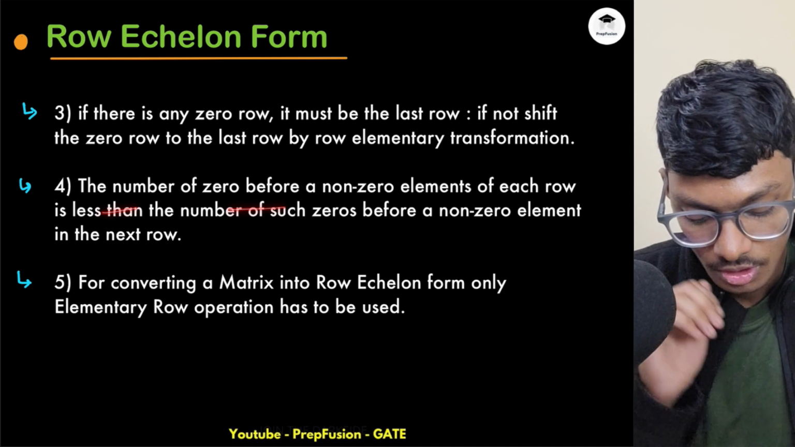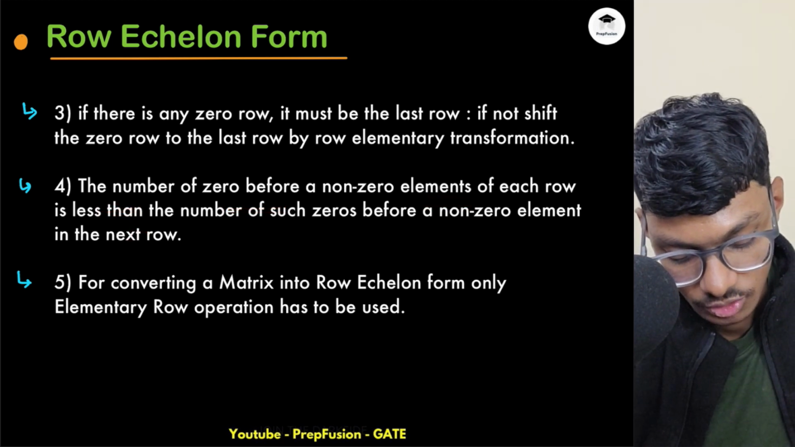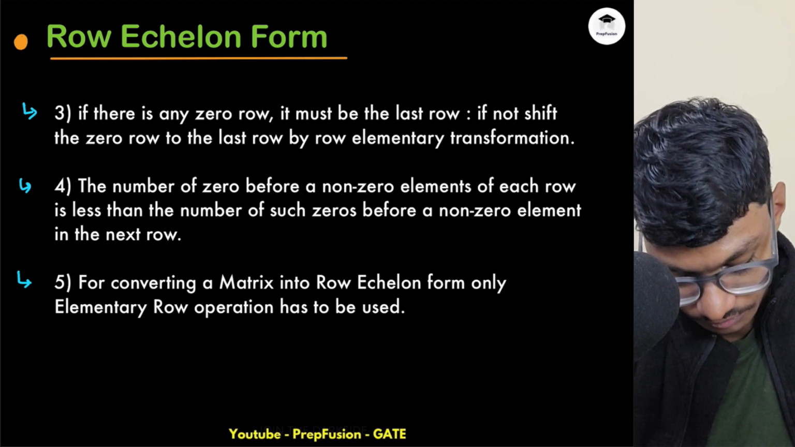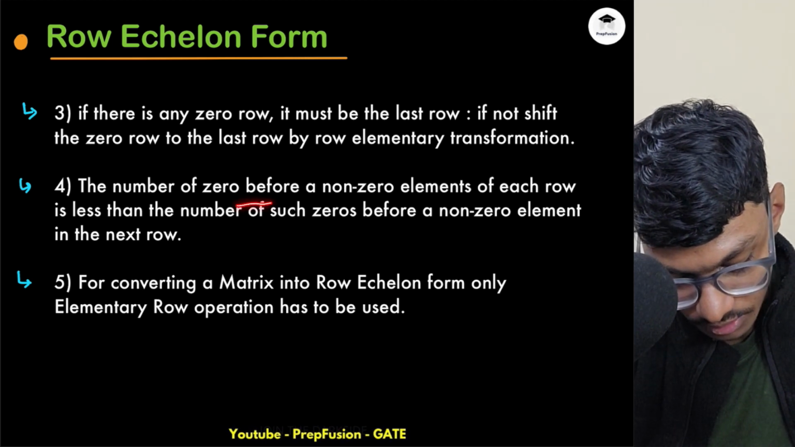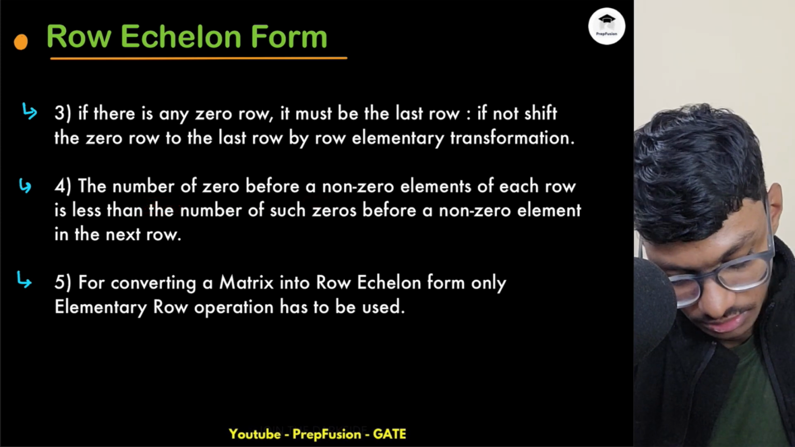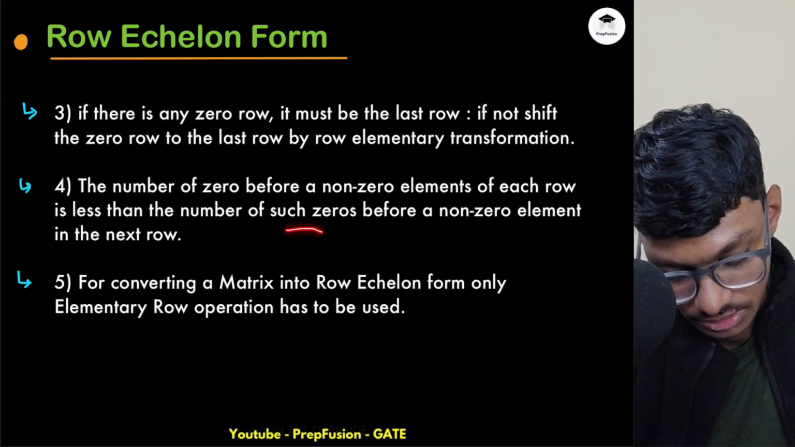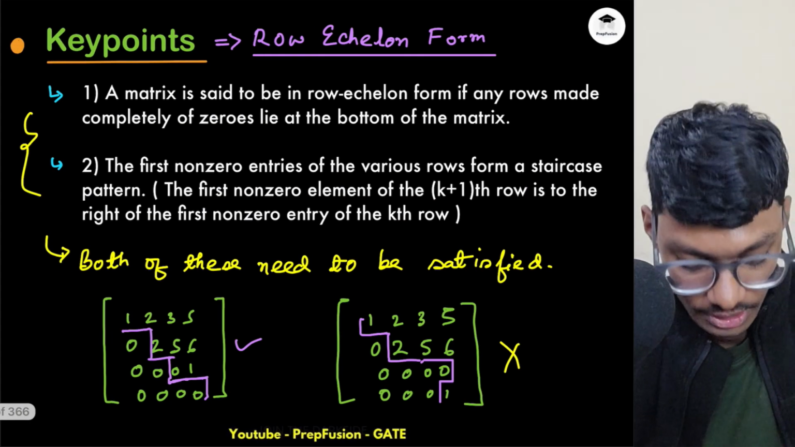The number of zeros before a non-zero element of each row is less than the number of such zeros before a non-zero element in the next row. Let me read the point: the number of zeros before a non-zero element of each row is less than the number of such zeros before a non-zero element in the next row. So what do they mean?